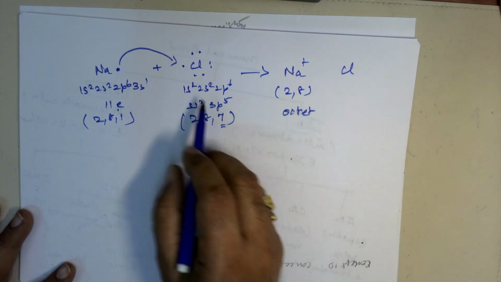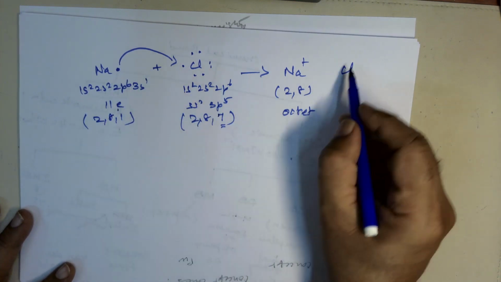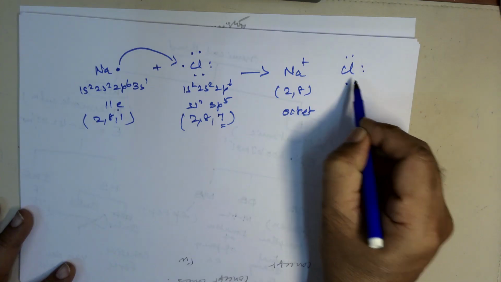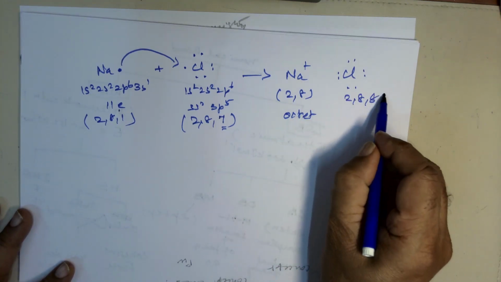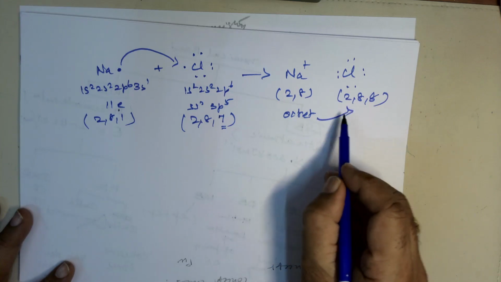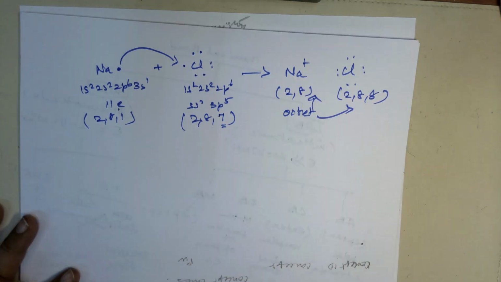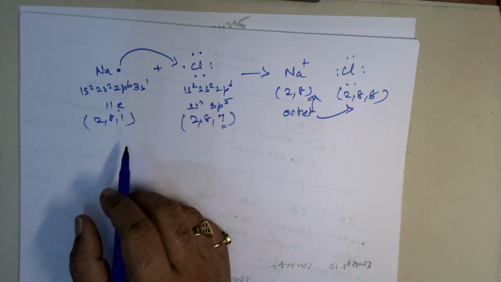Similarly, chlorine has got 1 electron from sodium. So 2, 4, 6, 8. So it has got 2, 8, 8, and this is also obeying the octet rule. Thereby it attains stability. Right? So similarly, we can explain the various compounds.